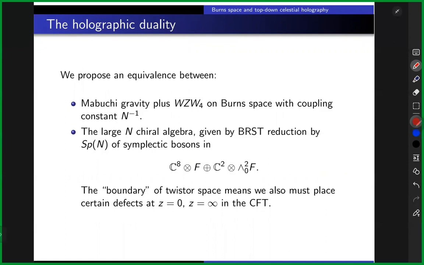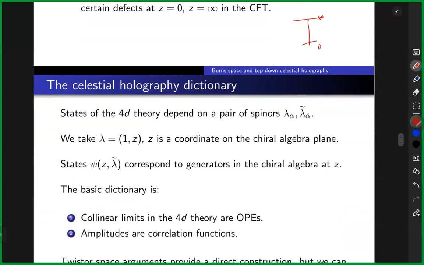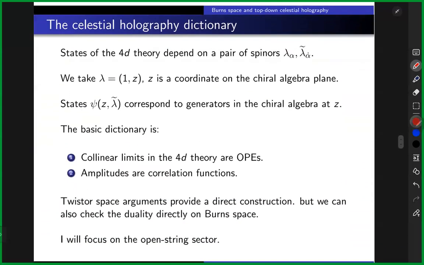I mentioned that twistor space has this kind of extra boundary there, where it's a terrible picture, where the volume form has poles. That means we have to insert some defects in the CFT. So how does the dictionary work? The dictionary works like it typically does in chiral versions of celestial holography.